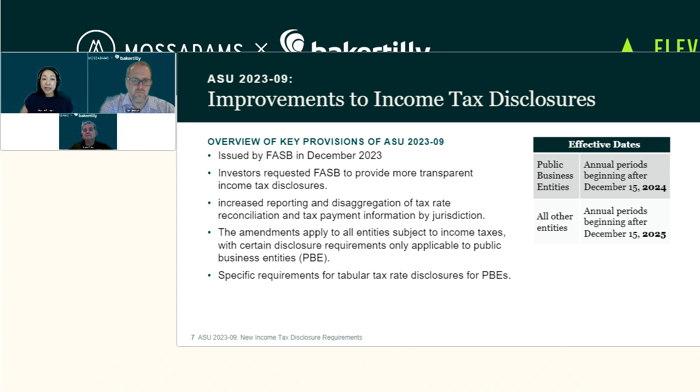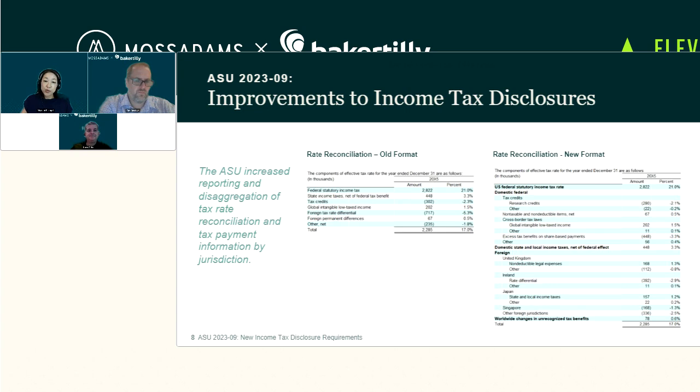And the same with the income taxes paid disclosure, as it's been just one line item in a statement of cash flows with no additional useful information. So this standard would expand that, and it requires the tax payments to be disaggregated by federal, state, and foreign. And if there are jurisdictions that account for 5% or more of the total taxes paid, then it needs to be further disaggregated.